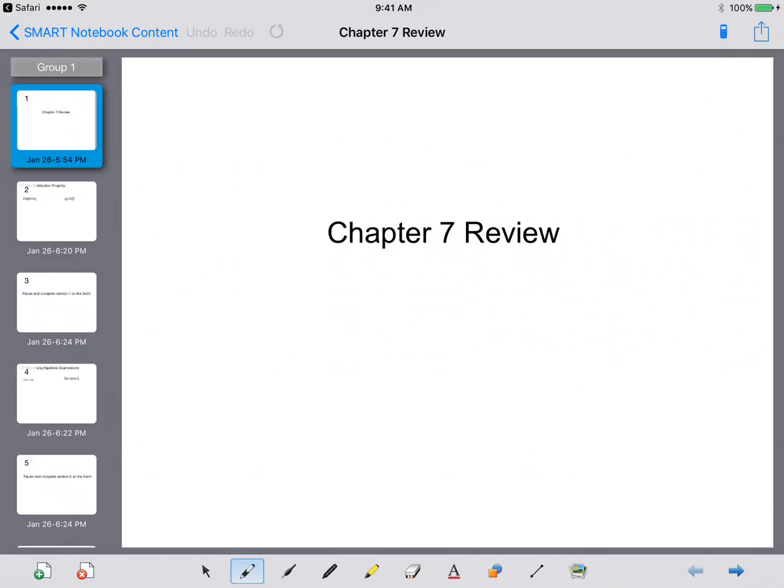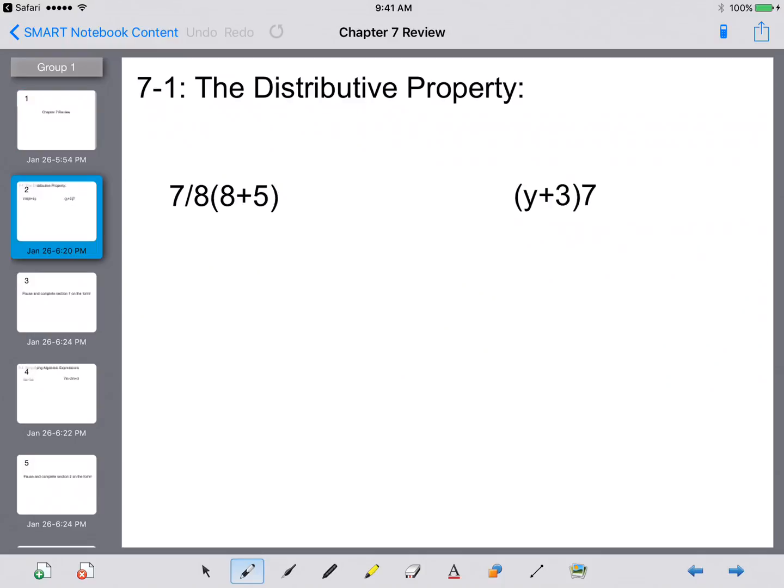Today we are going to be going over our Chapter 7 review. So we're going to start off with Section 7.1, the distributive property. So starting off, we take our number on the outside, 7/8, parentheses 8x plus 5. We take what's on the outside of the parentheses and distribute it.